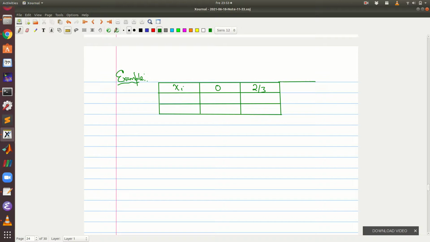I should have added another column here, and some other rows. So we have 0, 2/3, and then we have 1. And then what do we have here? We have yi, which is equal to f of xi, so no need to write that. But y takes on the value 1, the value 0.5, and the value 0. Okay, that's all we need.